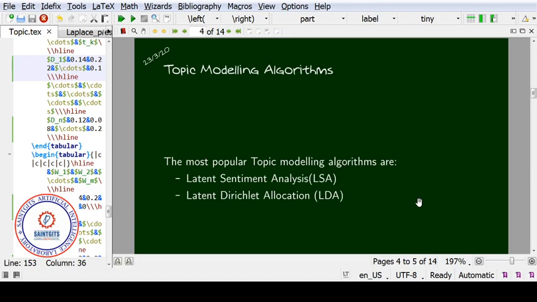The popular topic modeling algorithms. The most popular topic modeling algorithms are latent sentiment analysis or LSA, and the latent Dirichlet allocation method, that is LDA. Here LSA is the traditional method. It came even before our machine learning era, and it makes use of the traditional concept of singular value decomposition, the important linear algebraic method. And the second one is a probabilistic method, a modern approach that we are currently using in NLP.